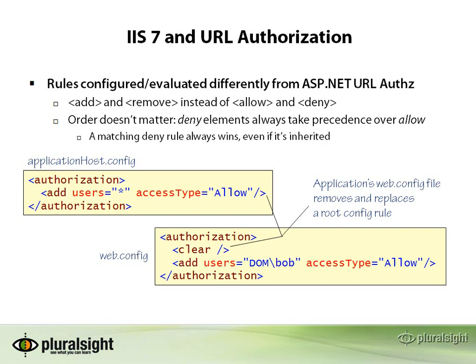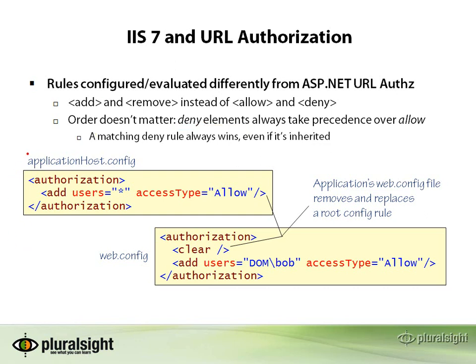So here are the details of how IIS 7 URL authorization works. There are some new elements. Instead of allow and deny, we have add and remove. And the order doesn't matter. When you put deny elements in there, deny elements are kind of like a sledgehammer. They always take precedence over allow. So what you're going to find is that you're going to use deny elements less. You don't need to actually use them oftentimes at all.